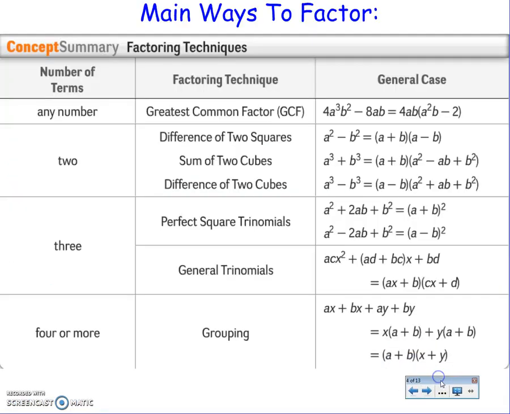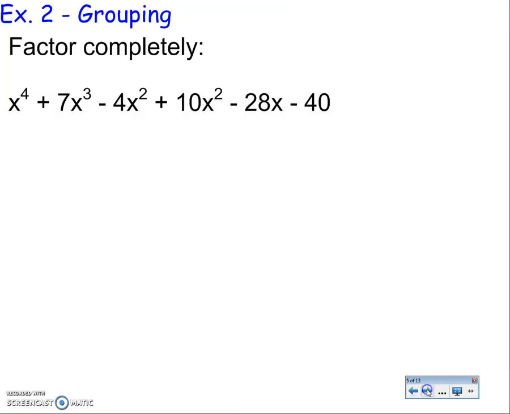Alright, here's all the methods possible. So remember, if there's any number, make sure you do GCF. When there's 2 terms, check if it's difference of 2 squares, sum of 2 cubes, or difference of 2 cubes. Those are the bottom two, the SOAP formula. If there's 3 of them, we do the trinomials. That's the X method, if you remember that. And if there's 4 or more, we do grouping. We always want 2 groups and try to make the inside parentheses the same.